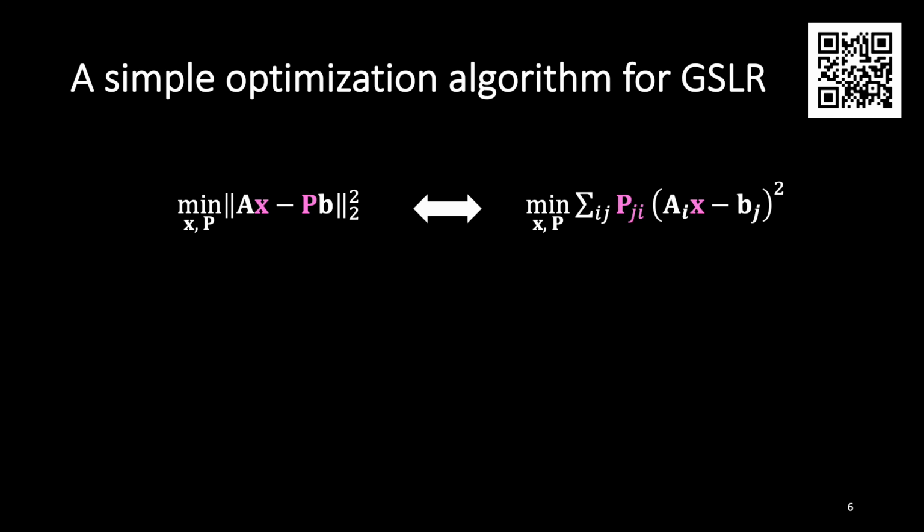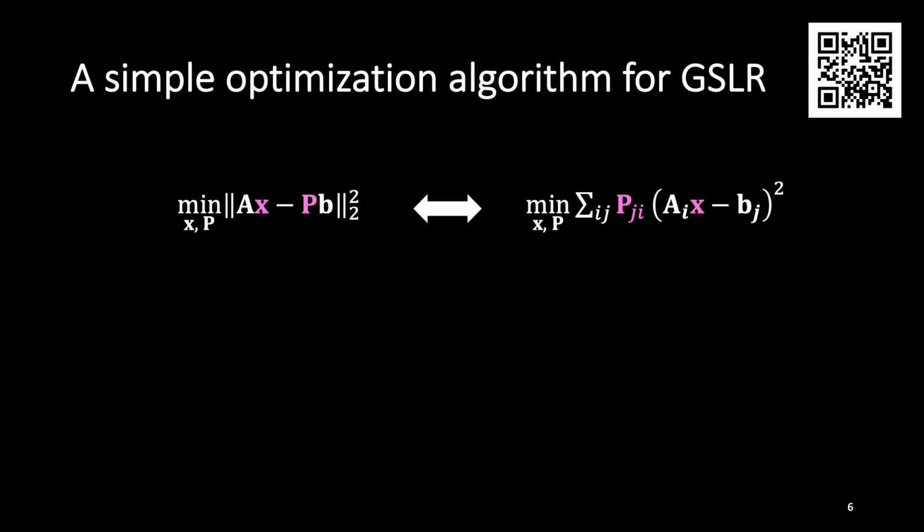To solve the generalized shuffled linear regression problem mentioned in the previous page, we also come up with a very simple yet effective optimization algorithm. Our proposal is based on a key observation that the original objective function can be reformulated into a weighted least squares manner if we consider all entries in P as weight coefficients.